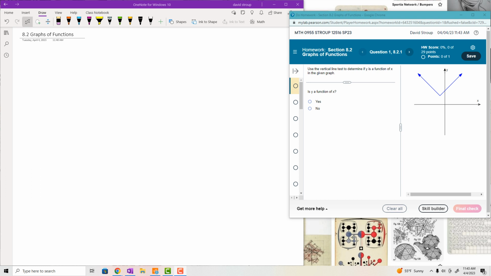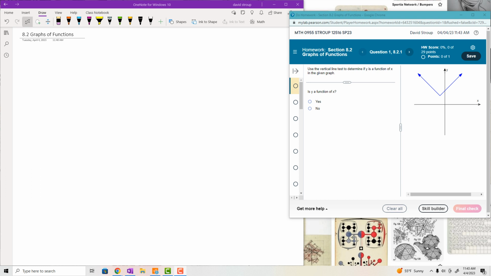Now we're going to be looking at graphs of functions. We've already worked a little bit with some graphs previously when we were graphing equations of lines. This is just an extension of that. So functions represent more than just straight lines. As you see there in the picture on the right, we have this kind of V-shaped graph.